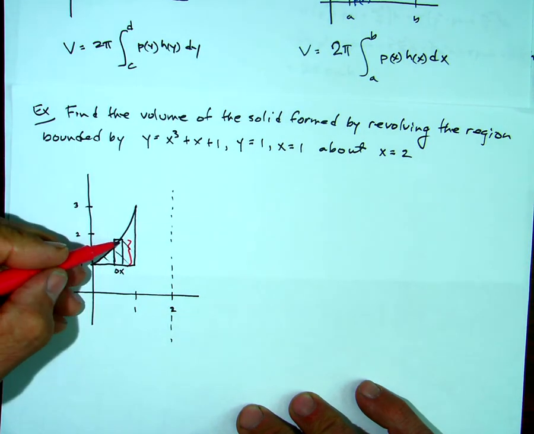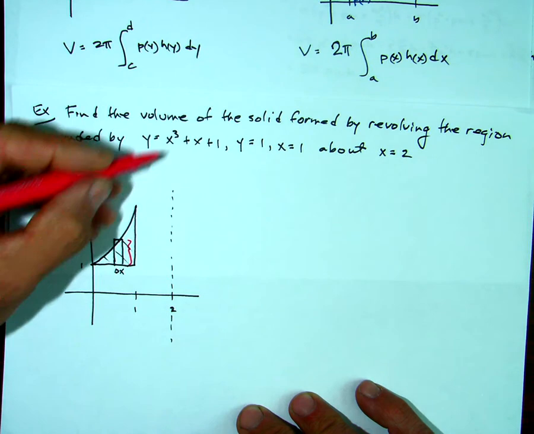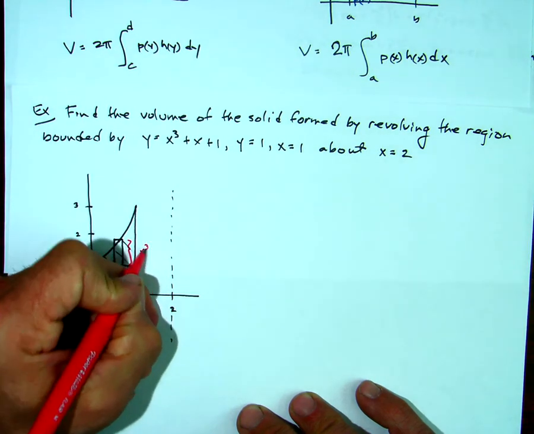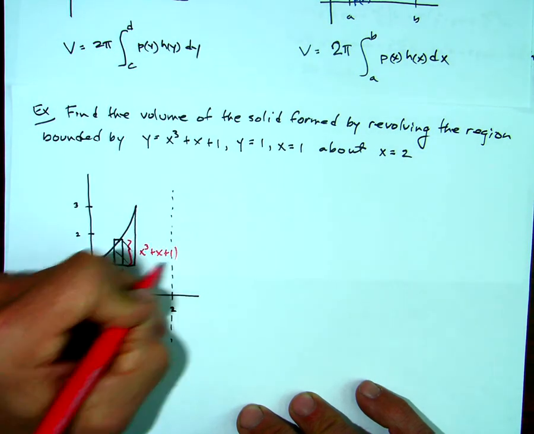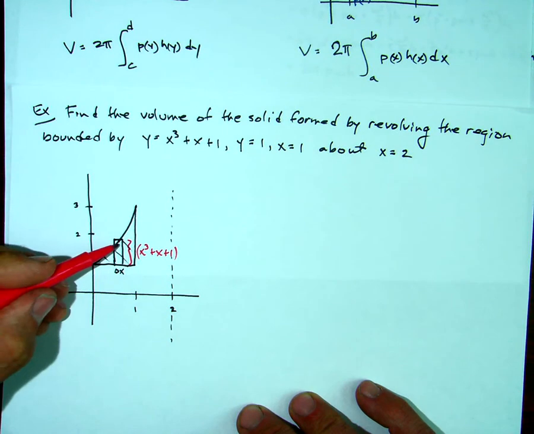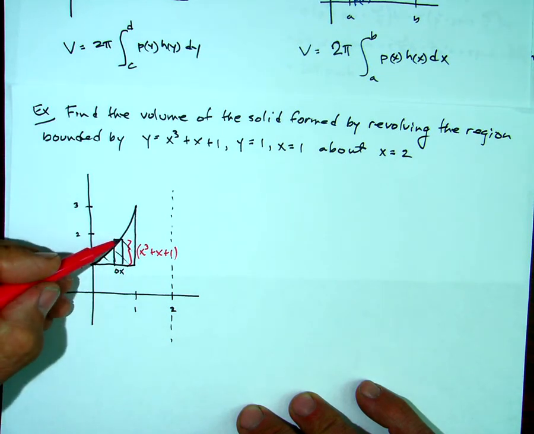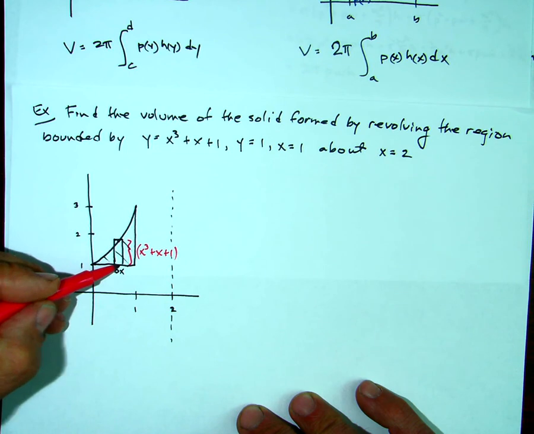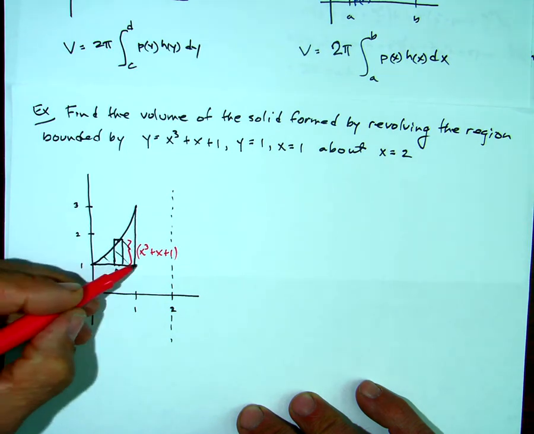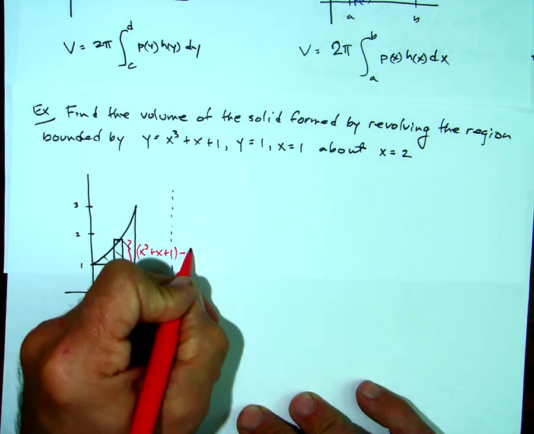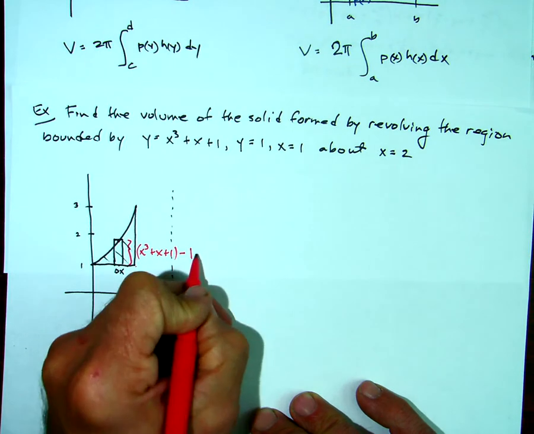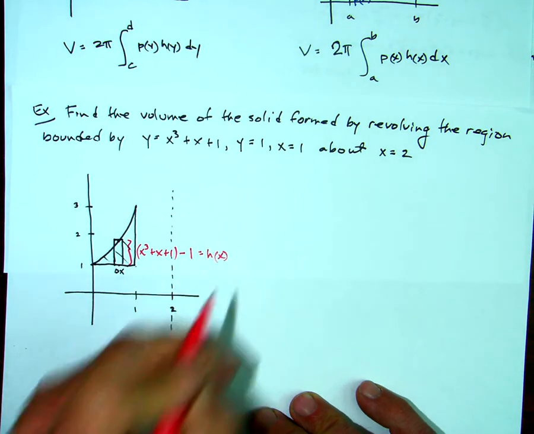Well, the top of that will just be this y value right here. So that's going to be x cubed plus x plus 1. But it doesn't go all the way down to the x-axis. It stops here. So it's this value minus the bottom value, which anywhere along the interval is going to be 1. So I'm going to just subtract 1. So that is my h of x.